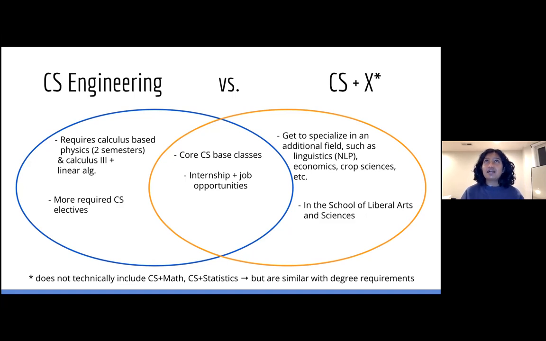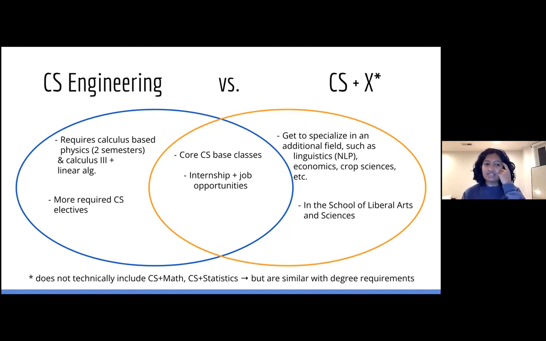For CS plus X, I guess a disadvantage would be that if you're not super interested in your plus X, you will be taking like 40 to 50% of your classes, your electives, as the X classes. So that, depending on whether or not you're super interested in your plus X, would potentially be one.